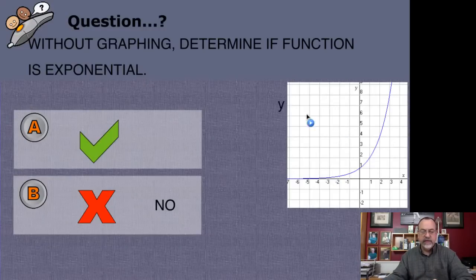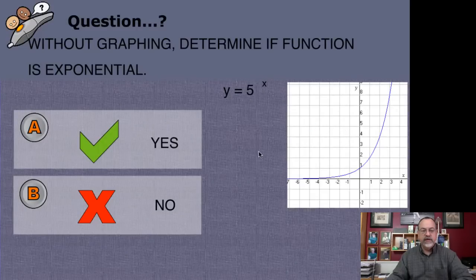So let's take a few examples and see. Would this be an exponential function? The answer would be no, because as we look at the exponent, there's no variable. The variable is the base. This is something we've done before, so this would not be an exponential function. What about this? Would this be an exponential function? Again, no variable as part of the exponent, so no, this is not an exponential function.